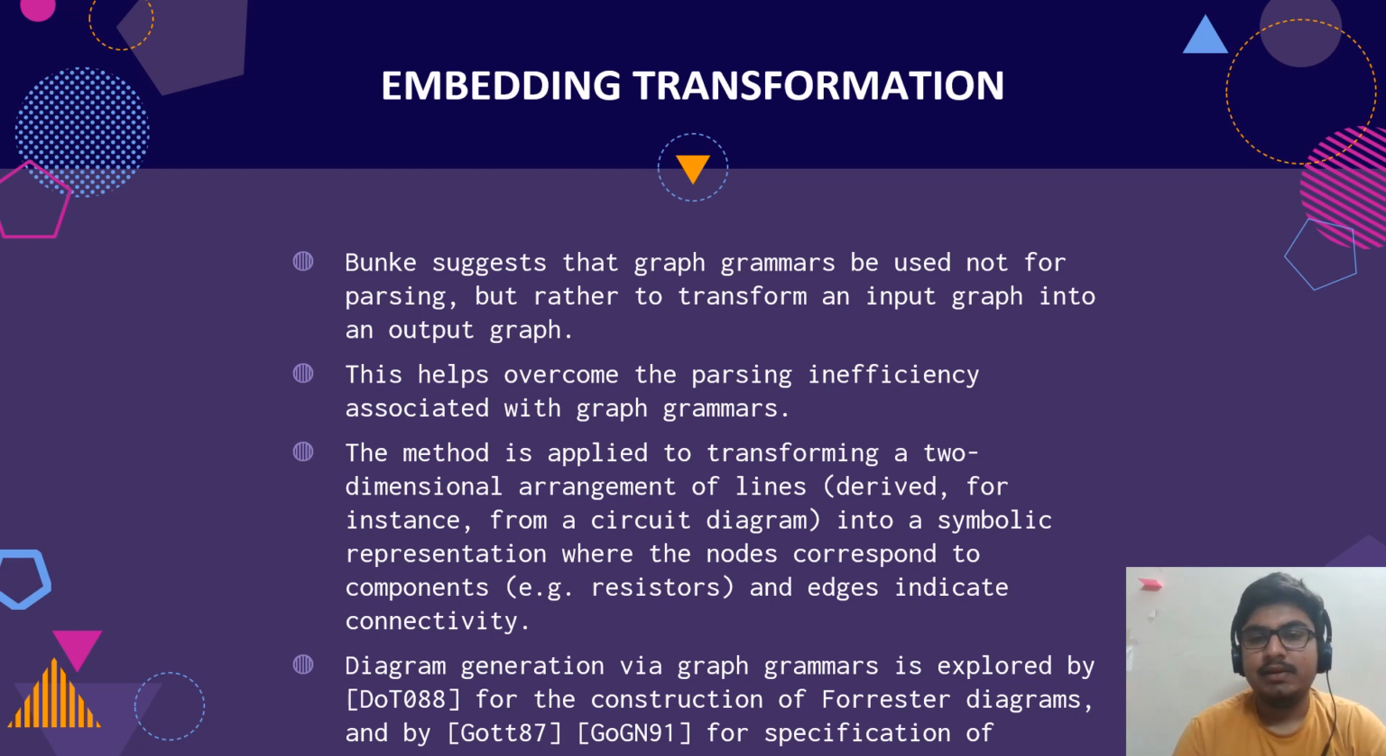Bunke suggests that graph grammars be used not for parsing, but rather to transform an input graph into an output graph. This helps overcome the parsing inefficiency associated with graph grammars. The method is applied to transforming a two-dimensional arrangement of lines, derived for instance from a circuit diagram, into a symbolic representation where the nodes correspond to components, for example resistors, and edges indicate connectivity.